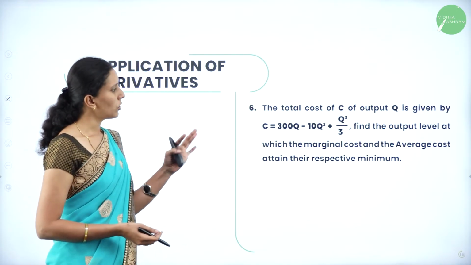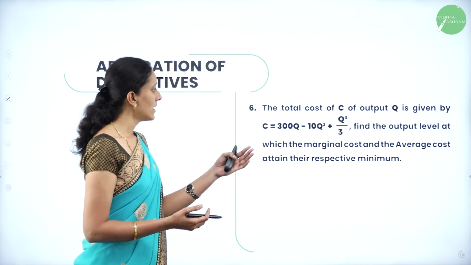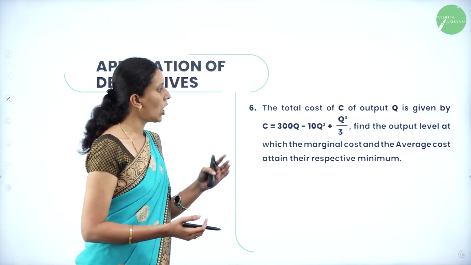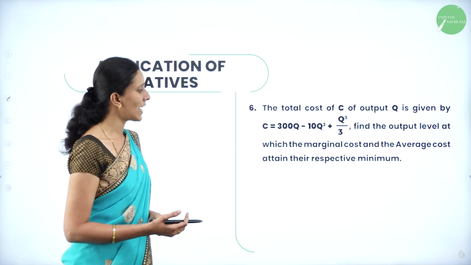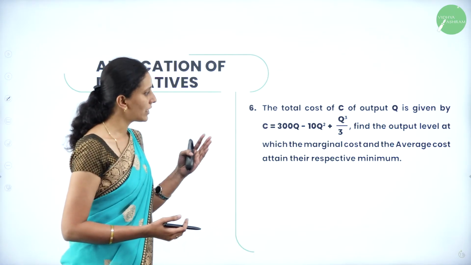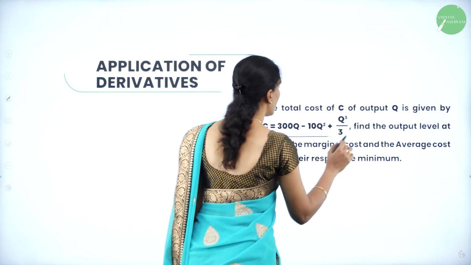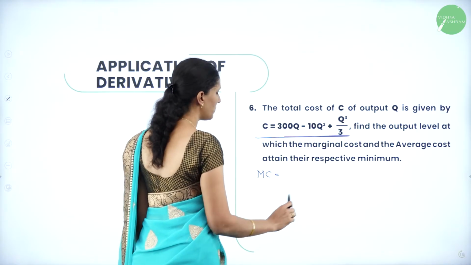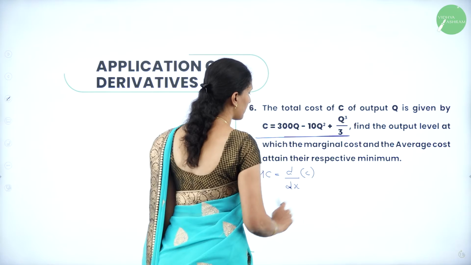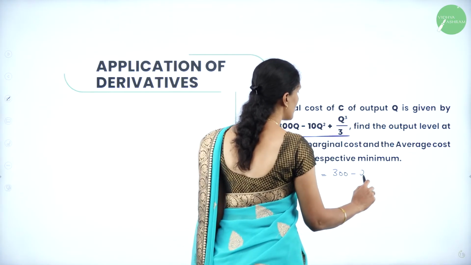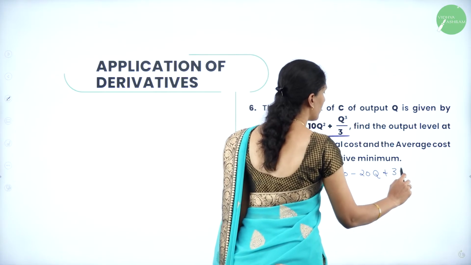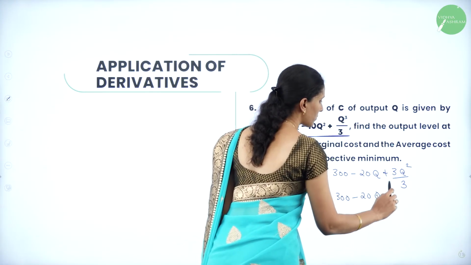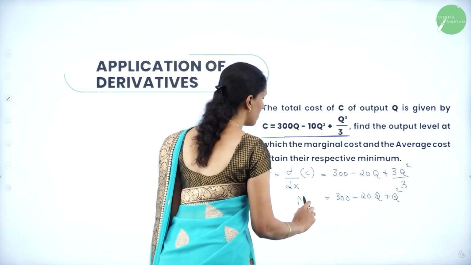Next question we have, the total cost C of output Q is given by C is equal to 300Q minus 10Q square plus Q cube divided by 3. Find the output level at which the marginal cost and the average cost attain their respective minimum. So let's find the marginal cost. Marginal cost is the derivative of C, that is equal to 300 minus 20Q plus 3Q square divided by 3. So this is equal to 300 minus 20Q plus Q square. So this is the marginal cost.